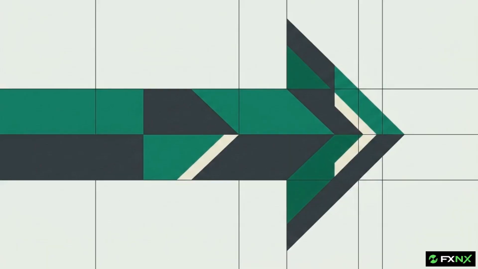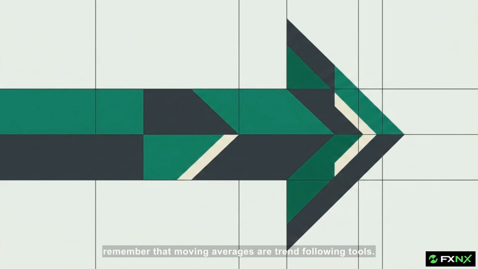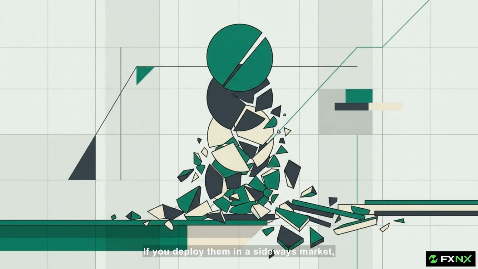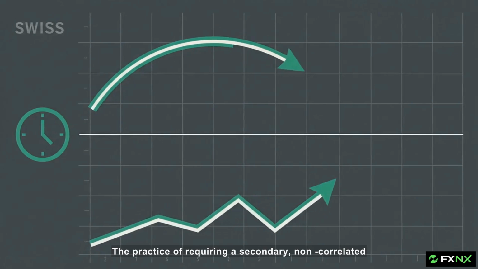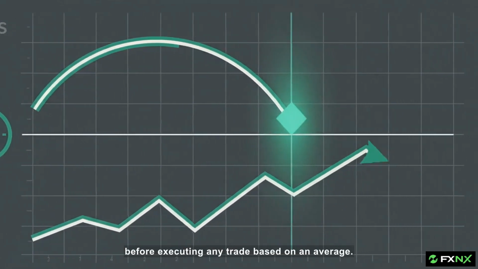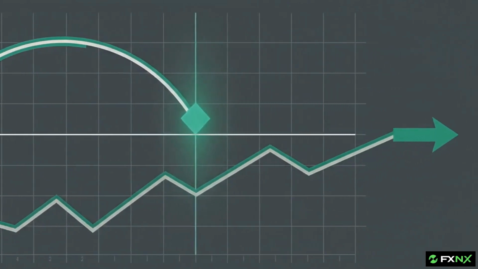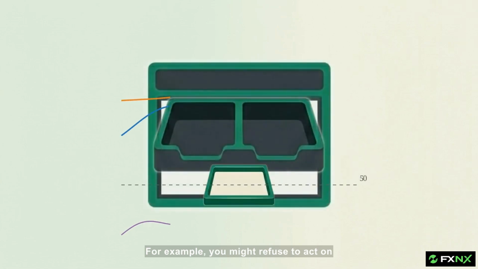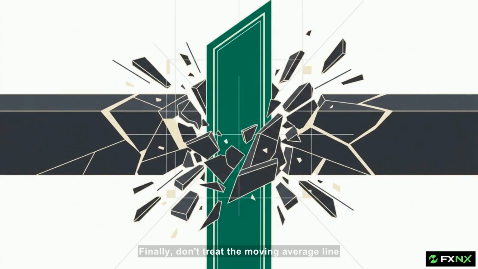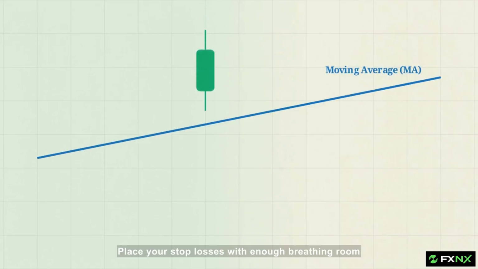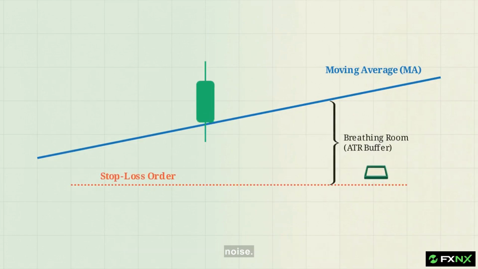No matter how you tune them, remember that moving averages are trend-following tools. If you deploy them in a sideways market, they will systematically erode your capital. The safeguard against this failure is confluence, the practice of requiring a secondary, non-correlated signal before executing any trade based on an average. For example, you might refuse to act on a bullish EMA crossover until a momentum indicator, like the RSI, confirms upward strength. Finally, don't treat the moving average line as an absolute physical wall. Place your stop losses with enough breathing room below the indicator to account for normal market noise.